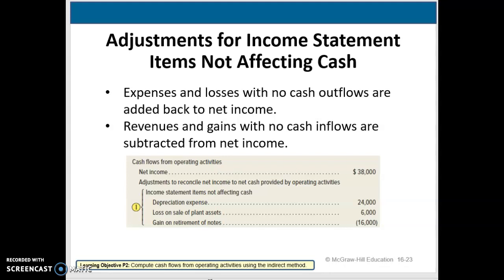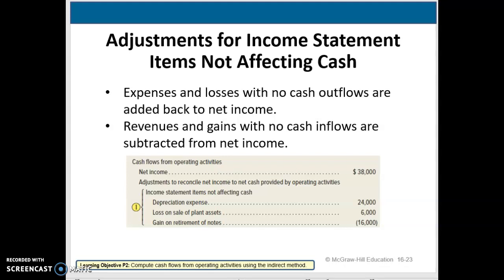So here we are going to look at expenses and losses with no cash outflows being added back to net income. Remember, things like depreciation, amortization, and depletion have no cash effect, so adding them back cancels their deduction. To see the logic for losses, consider that items such as plant assets being sold or notes being retired are usually recorded by recognizing the cash, removing all plant asset or notes accounts, and then recording any gain or loss. So the cash received or paid is part of either investing or financing cash flows. No operating cash flow effect occurs, and adding it back to net income cancels that deduction.